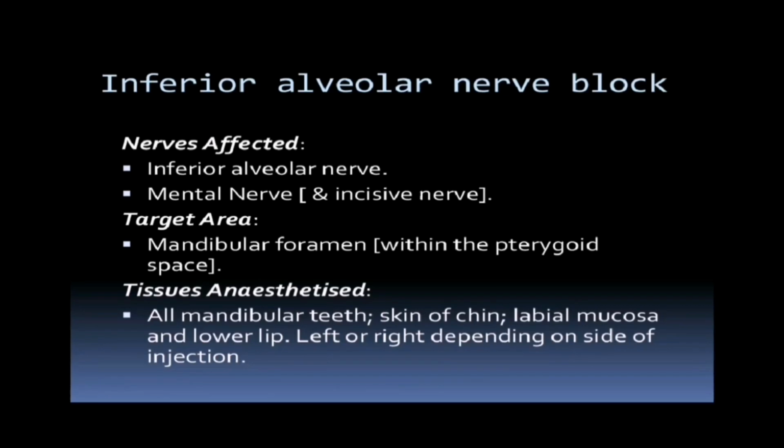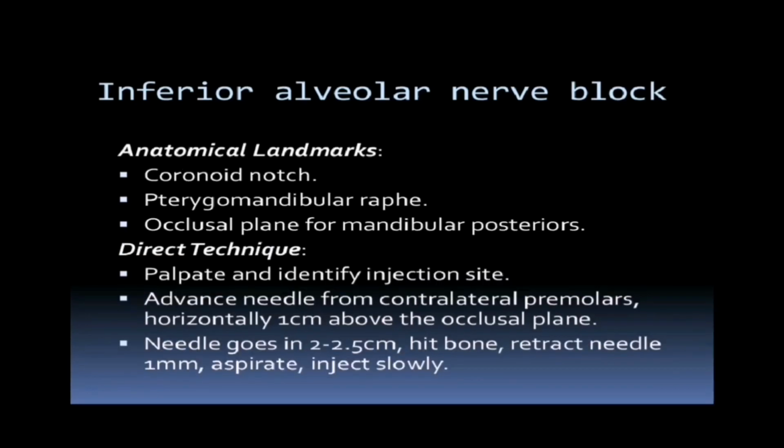Inferior alveolar nerve block. Nerves affected: the inferior alveolar nerve, mental nerve, and incisive nerve. Target area: the mandibular foramen within the pterygoid space. Tissues anesthetized: all mandibular teeth, skin of the chin, labial mucosa, and the lower lip, left or right depending on the side of injection.